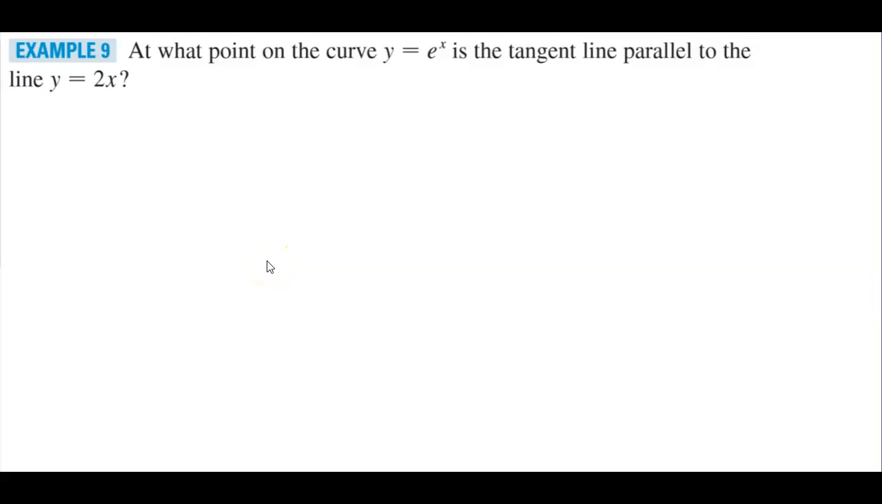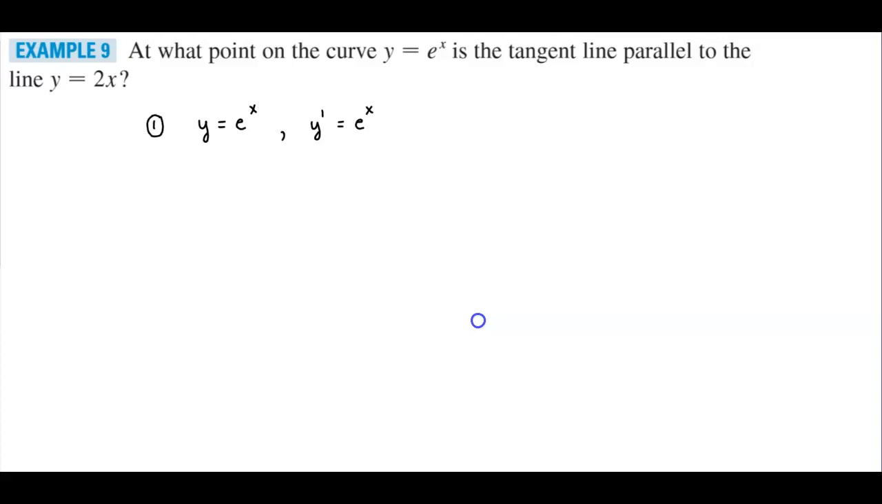Okay, example 9. At what point on the curve y is equal to e to the x is the tangent line parallel to the line y is equal to 2x? Well first, since we know that y is equal to e to the x, then we can say that the derivative, or y prime, is equal to e to the x.